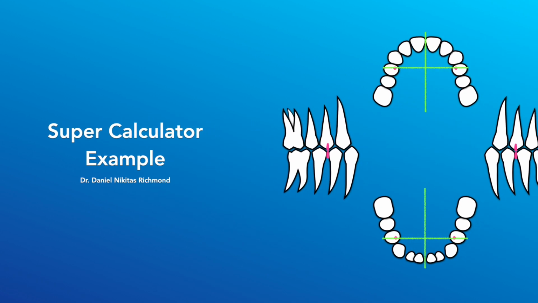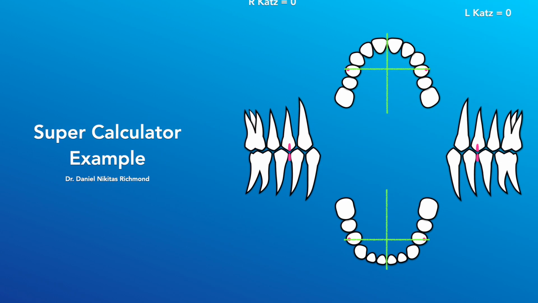Let's pull up an ideal occlusion. So in this class 1 occlusion, our CATS is 0 on the right, 0 on the left, and our premolars are symmetric in both arches.